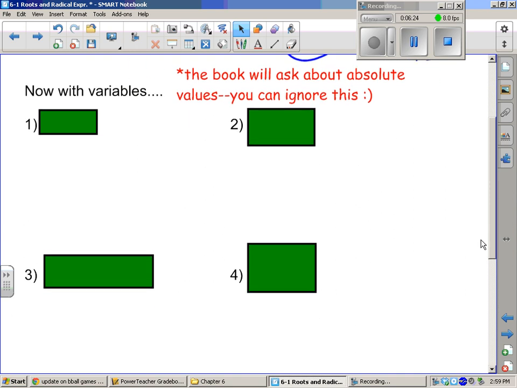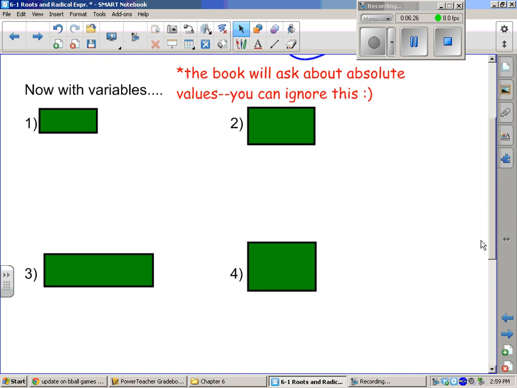Okay, so let's throw some variables in there. We did put a little note in there. It says the book will ask you about absolute values. You can ignore this. Anytime they'll say something about use absolute values when necessary, or they might say assume all the variables are positive, you can ignore that.